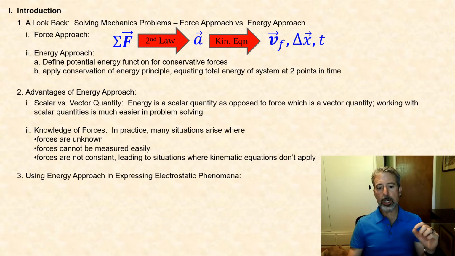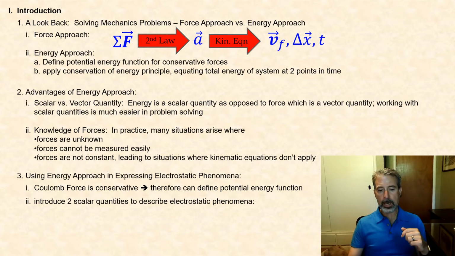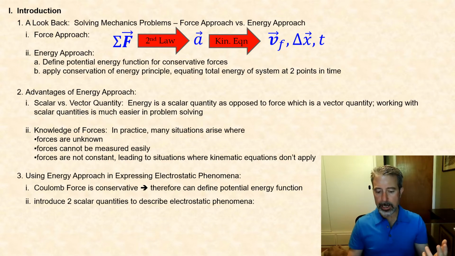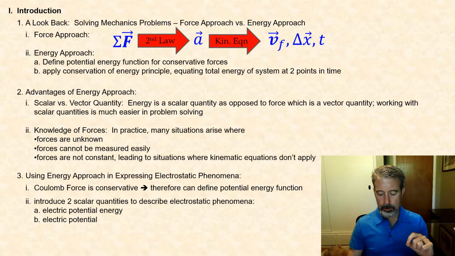Using the energy approach in electrostatic phenomena, this is where we're headed here. And for some of these same reasons, it turns out that the Coulomb force that we've been spending so much time talking about just so happens to be a conservative force. Therefore, you can define a potential energy function for it. We are going to introduce two scalar quantities to describe electrostatic phenomena. The first, as we mentioned, is what we call electric or electrostatic potential energy. The second is what we call electric potential.